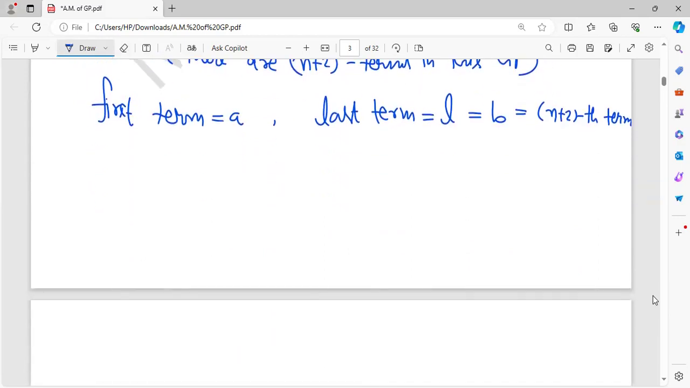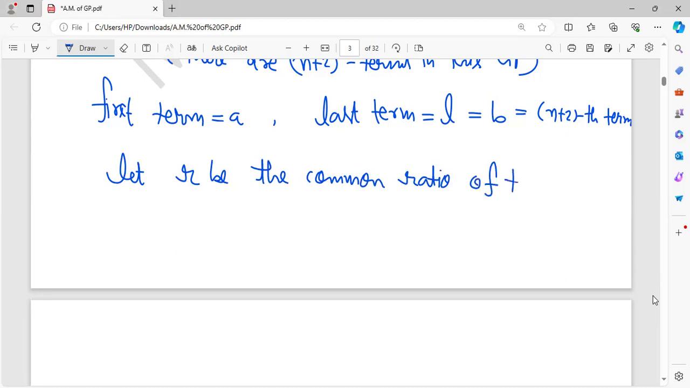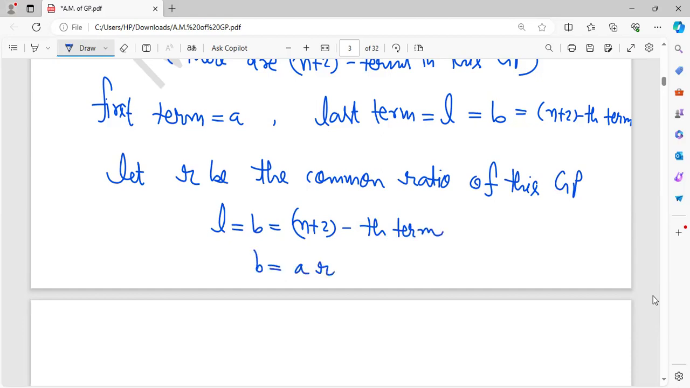Okay, so let R be the common ratio of this GP. So it is given B is equal to the n plus 2 term. So B means A R to the power n plus 2 minus 1. So B is equal to A R to the power n plus 1.